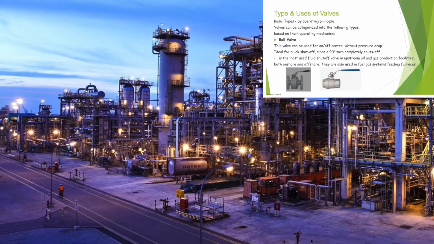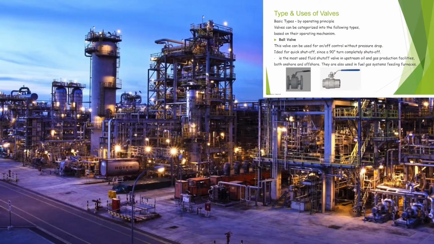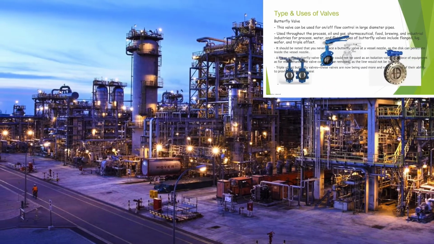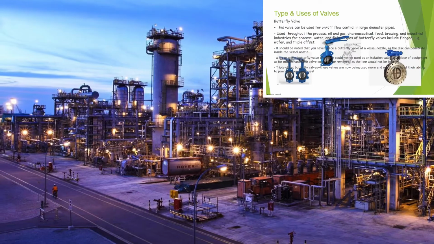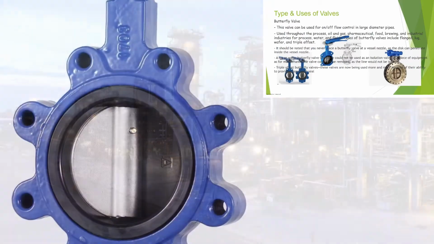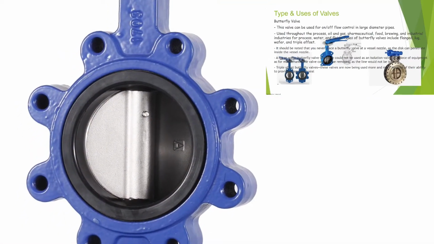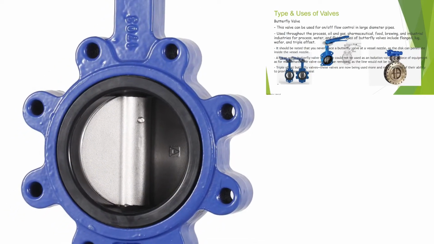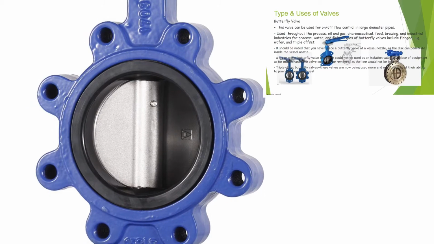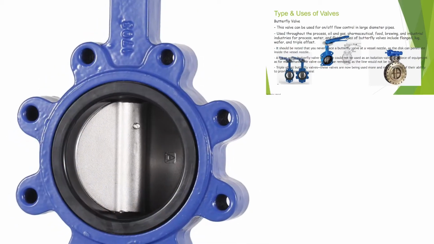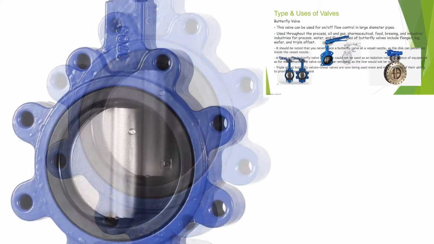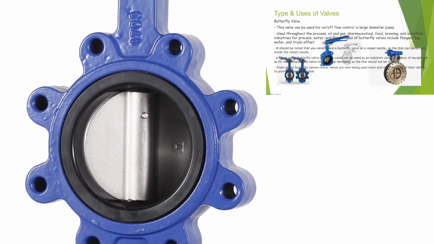The next valve that we're going to discuss is the butterfly valve. This valve can be used for on and off flow control in large diameter pipes, used throughout the oil and gas, pharmaceutical, food, brewing, and industrial industries for process water and fluids. Types of butterfly valve include flange, lug, wafer, and triple offset.